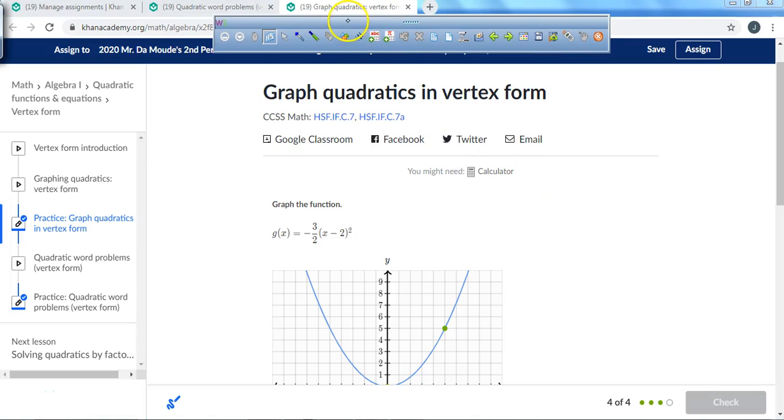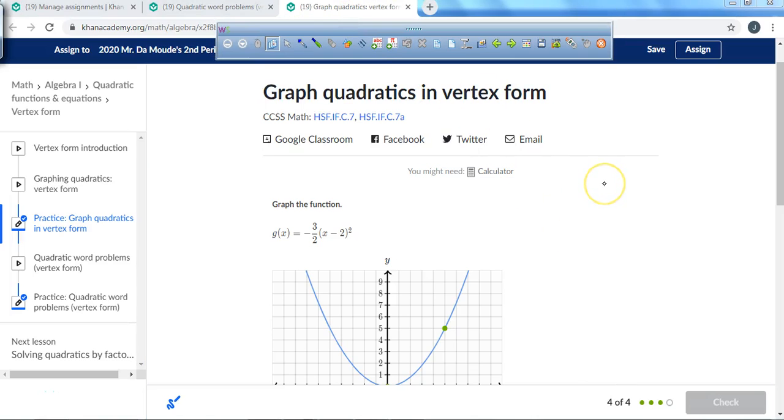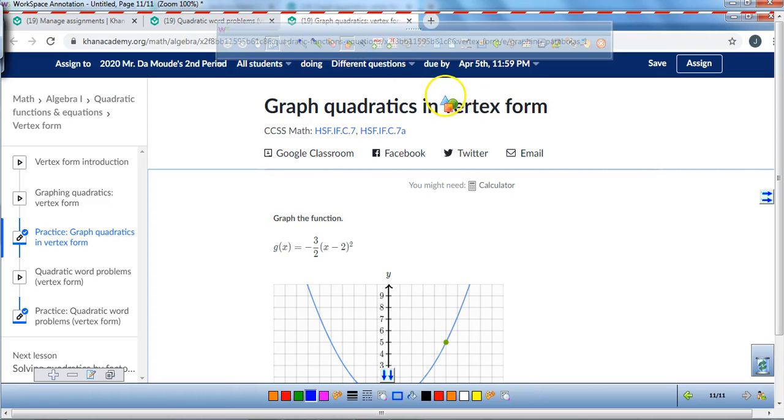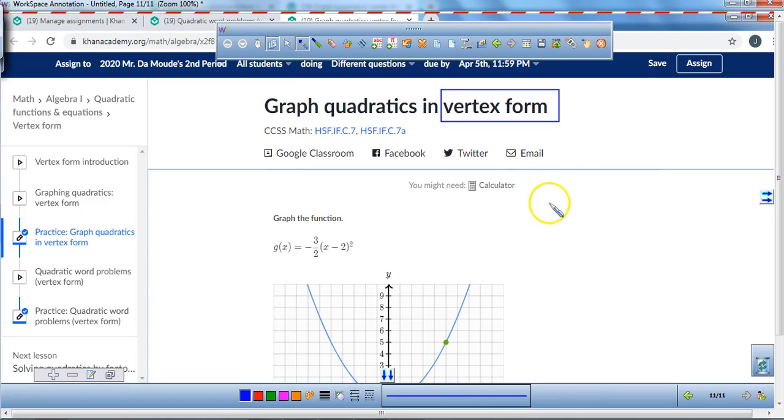Hello everyone. In this next lesson we are going to learn how to graph quadratics in vertex form, and more specifically we're going to figure out what vertex form actually is. We're going to talk about that. So if you have a journal or where you're taking your notes, I'd like you guys to write vertex form.